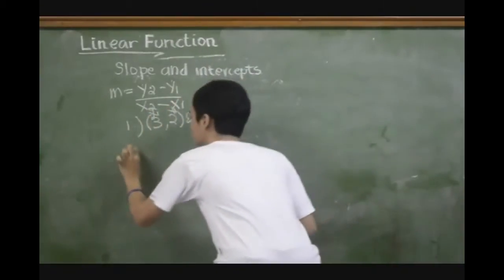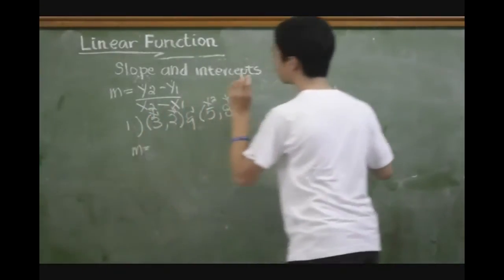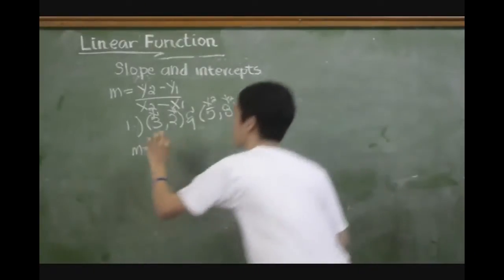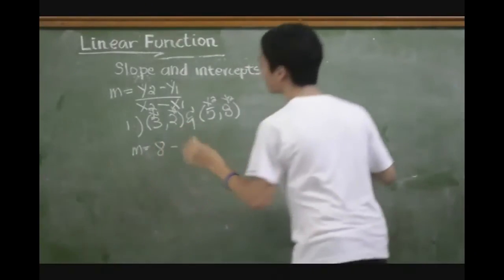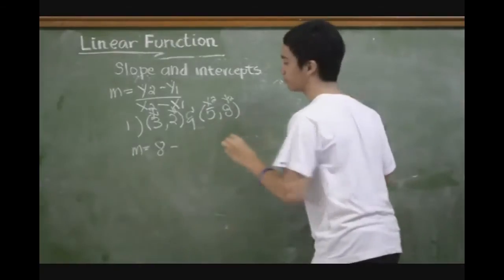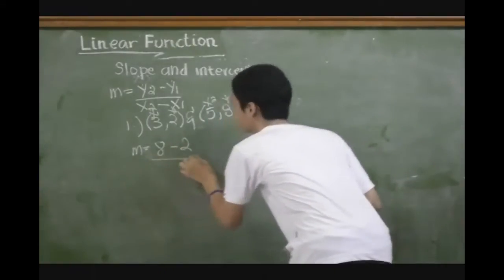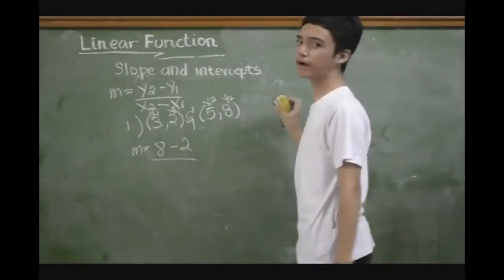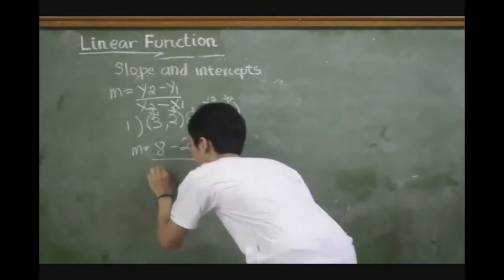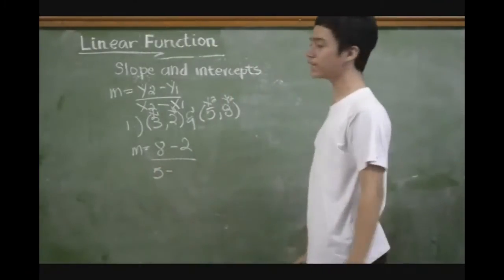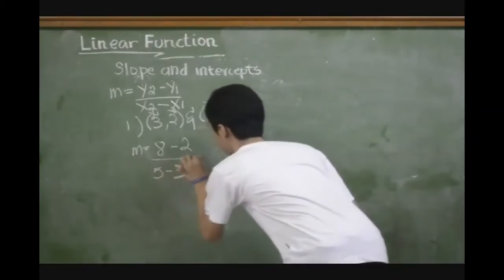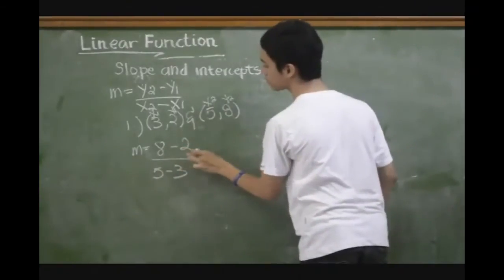m is equal to y sub 2, which is 8, minus y sub 1, which is 2, all over x sub 2, which is 5, minus x sub 1, which is 3, equals 8 minus 2, which is 6.